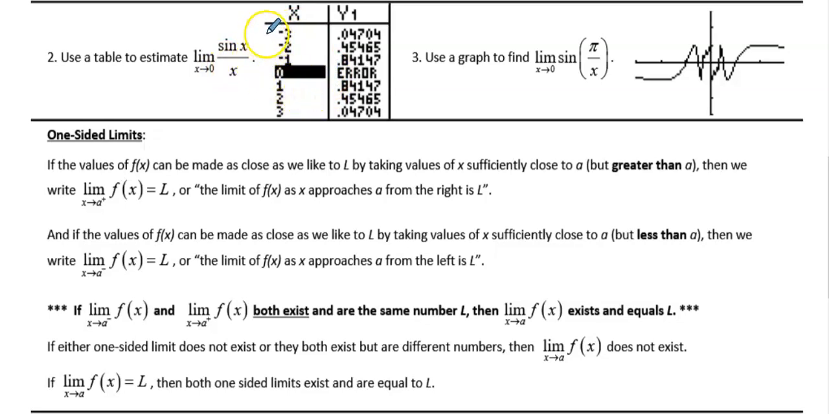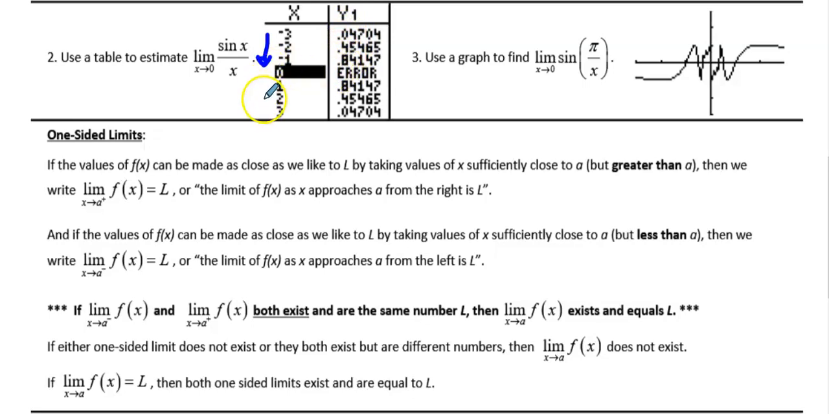If you look at the table, from the left-hand side, as we're going towards 0 on the negative side, you can see what the values of our function are: 0.047, 0.454, 0.841. You can see that these numbers are getting closer and closer to 1.